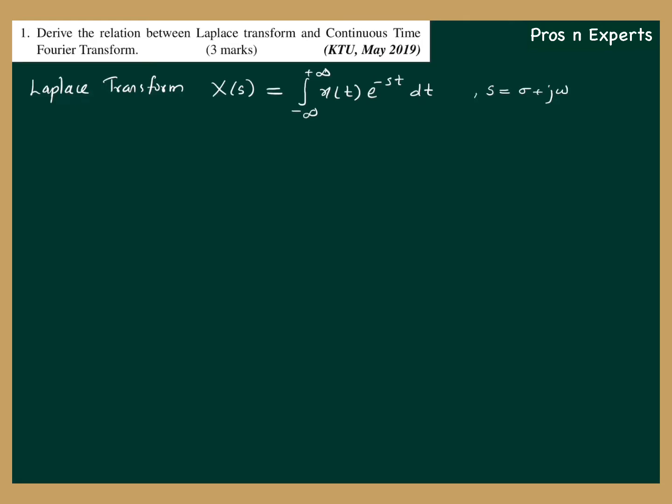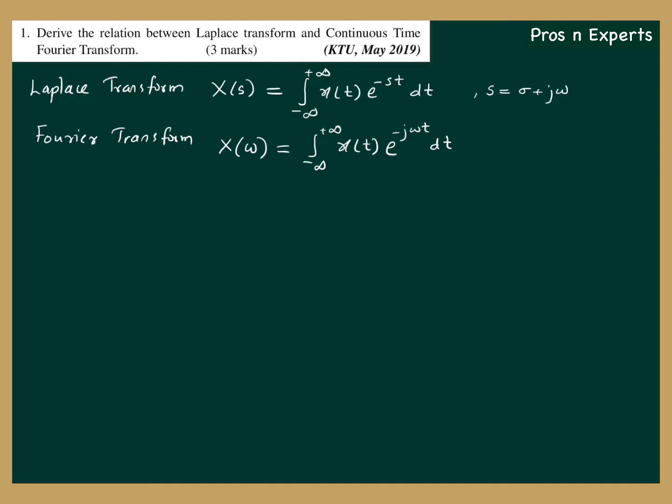Next is the continuous time Fourier transform, or simply Fourier transform. The Fourier transform is given by X(omega) equal to the integral from minus infinity to plus infinity of x(t) e raised to minus j omega t dt. So these are the definitions for Laplace transform and Fourier transform. Now let us see what is the relation between them.